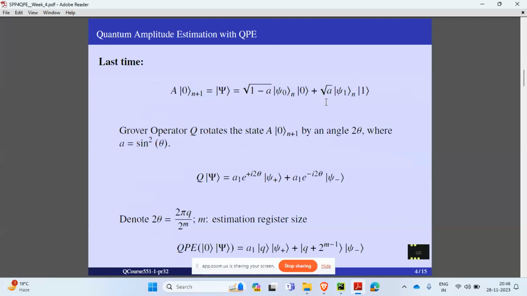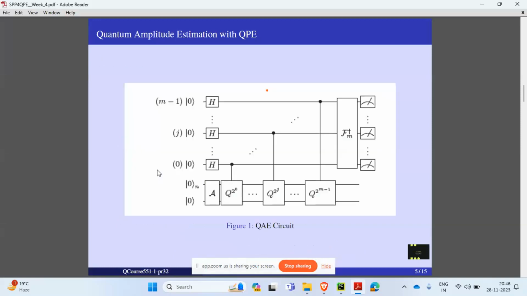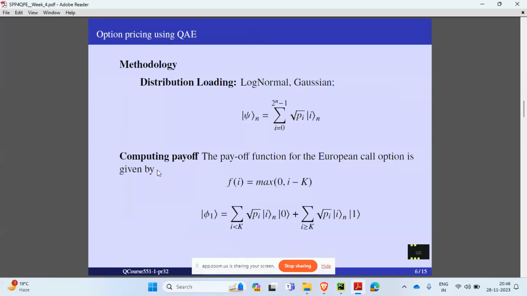So this is what was done last time. We are interested in the amplitude A. So we use the Grover operator to encode this amplitude as a phase theta, and A is related to theta as A = sin^2(theta). Once you have this phase theta, you can just use the quantum phase estimation algorithm and then do the measurement on the estimation register to get the value of Q. Once you know Q, you know theta, and once you know theta, you know A. So this is what was done last time, and this is the quantum amplitude estimation circuit.